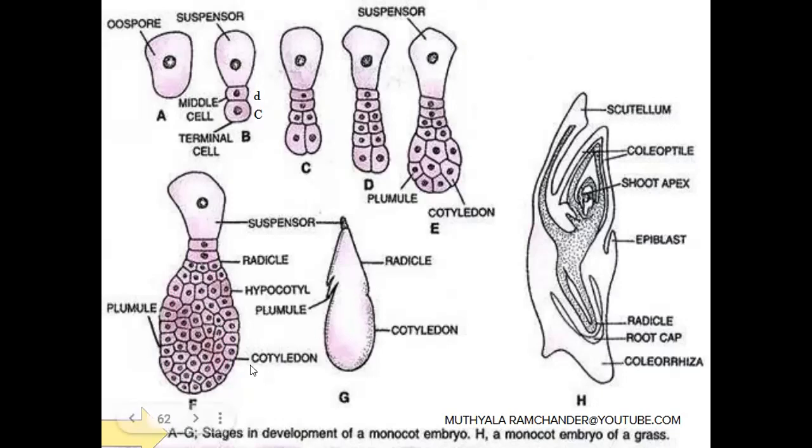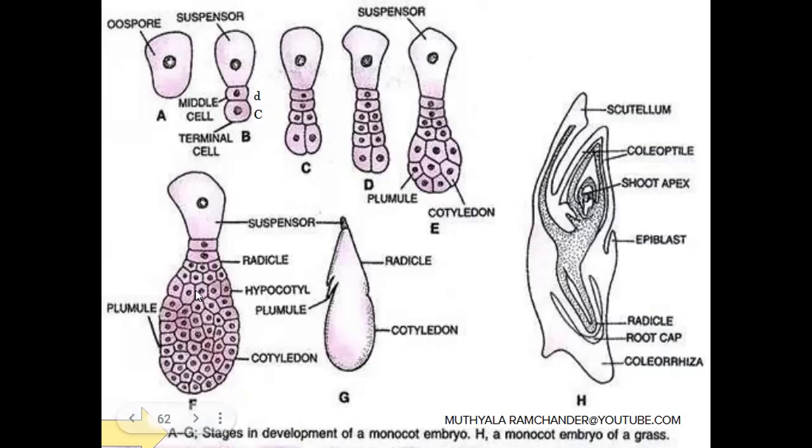So, monocots contain how many cotyledons? Only single. A single cotyledon is present. On the lateral side of the single cotyledon, the plumule is present. Plumule means shoot apex. And below the cotyledon, the radicle is present. Radicle means root. The root part is called the radicle.